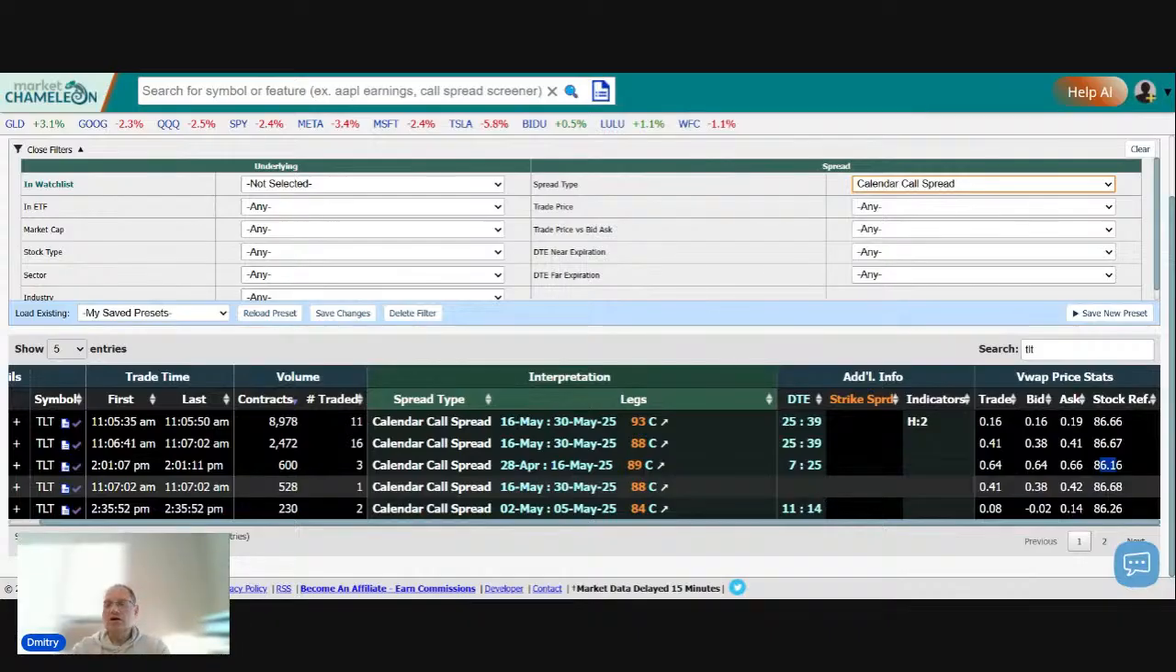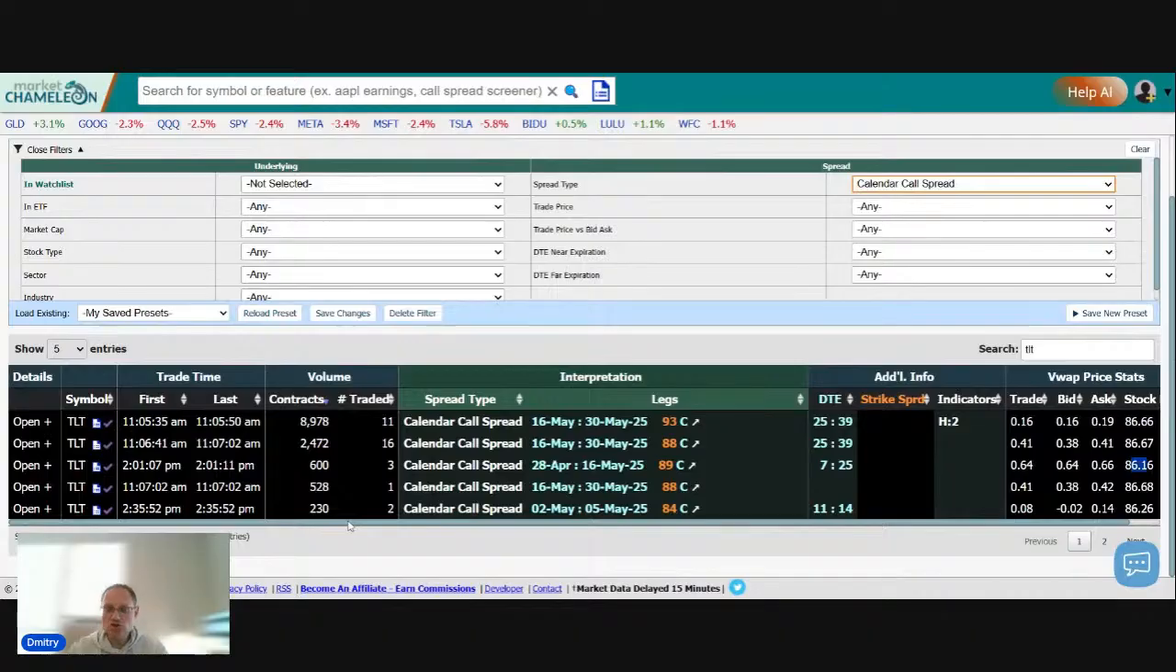So that's a quick way to use a screener that looks for multi-leg trades. This is looking just for multi-leg trades, and at what types of strategies people are using, and where these prices and volumes are trading in the market.